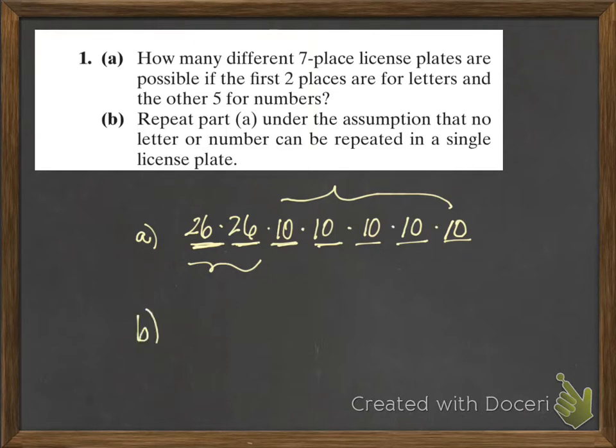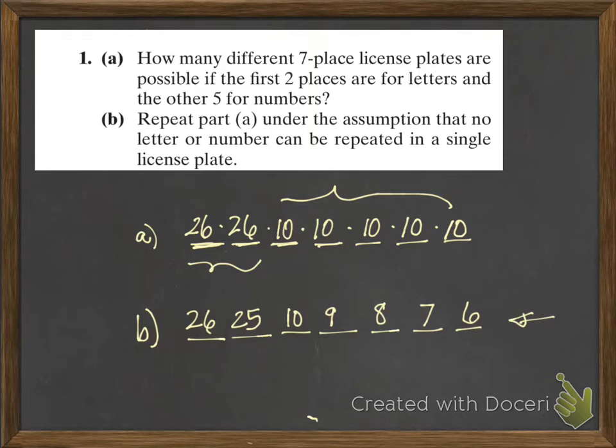All right, for part B, it's the same question, but this time we don't allow for repeats. So our first slot, we have 26 choices because we haven't used any of our letters yet. And then the next one, we only have 25. So once we've used up a letter, we only have 25 left. A similar process goes for the 5 numbers at the end. We have 10 choices, then we have 9, 8, 7, and 6. So this is a lot less in the second case when we don't allow for repeats.